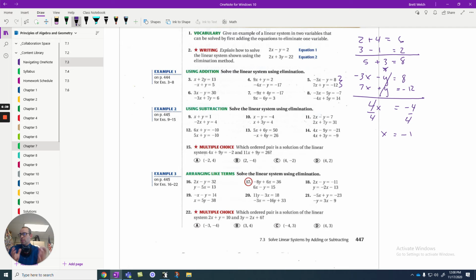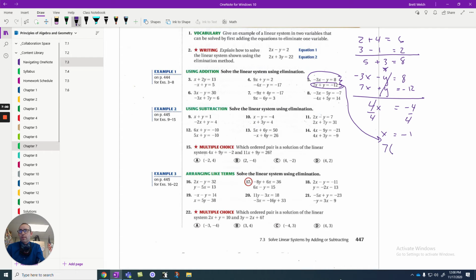So I didn't have to do substitution. I just added the equations and divided by the coefficient. The one downside to using this method is I don't really have a quick way to find y. I'm going to have to grab one of these equations. Let's take the bottom equation, and I'm going to have to use it to figure out what y is.